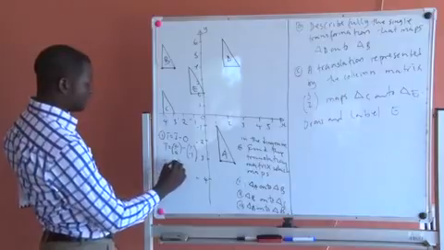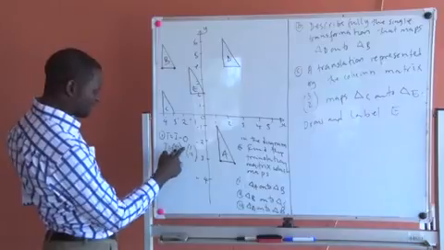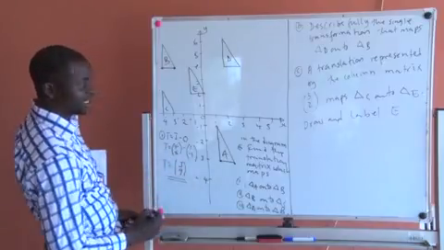So the translation will be 4 minus 1, 3. 6 minus -1, so negative give plus will become 7. So this is the translation vector they wanted.